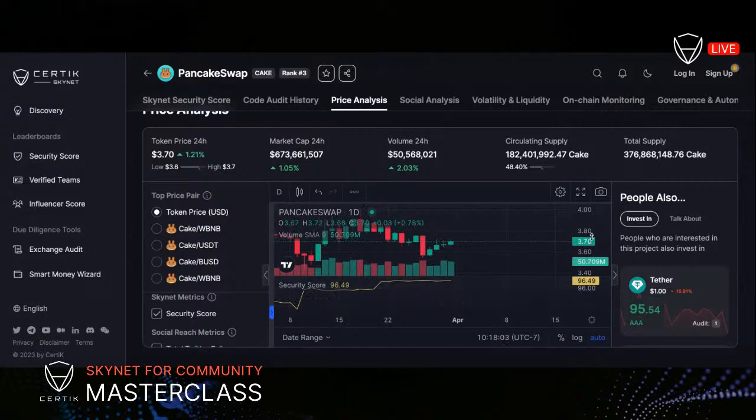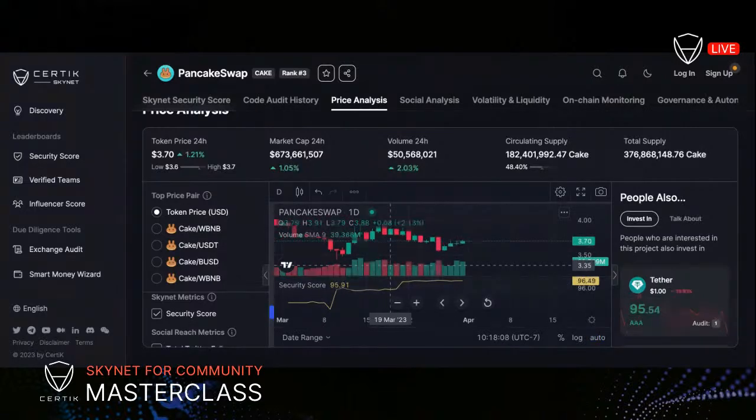Other projects that have not been audited by CertiK, obviously the data will not be quite as comprehensive. It'll take what it can and arrive at the same score. But here you get all the features, all the information, all the data, which really helps you make an informed decision when you're choosing whether or not to get involved with the project.